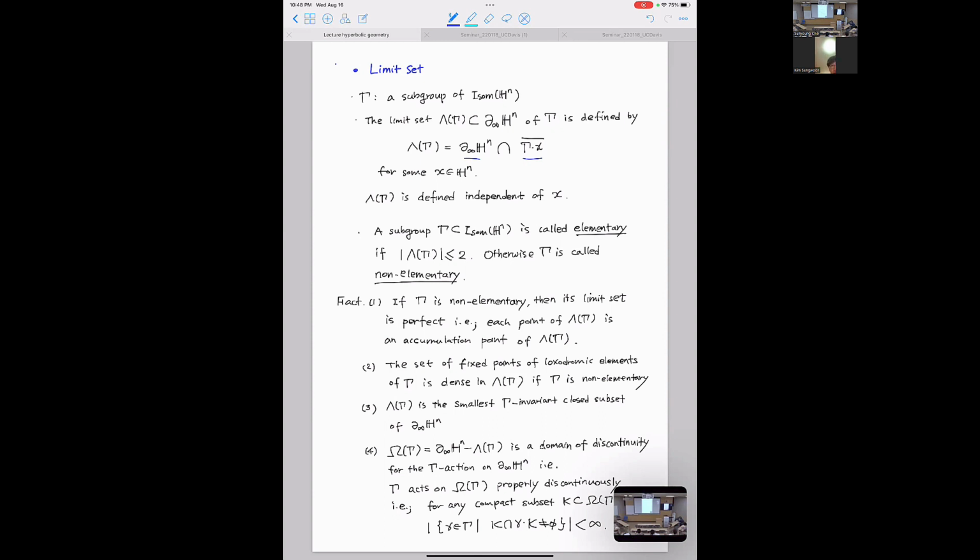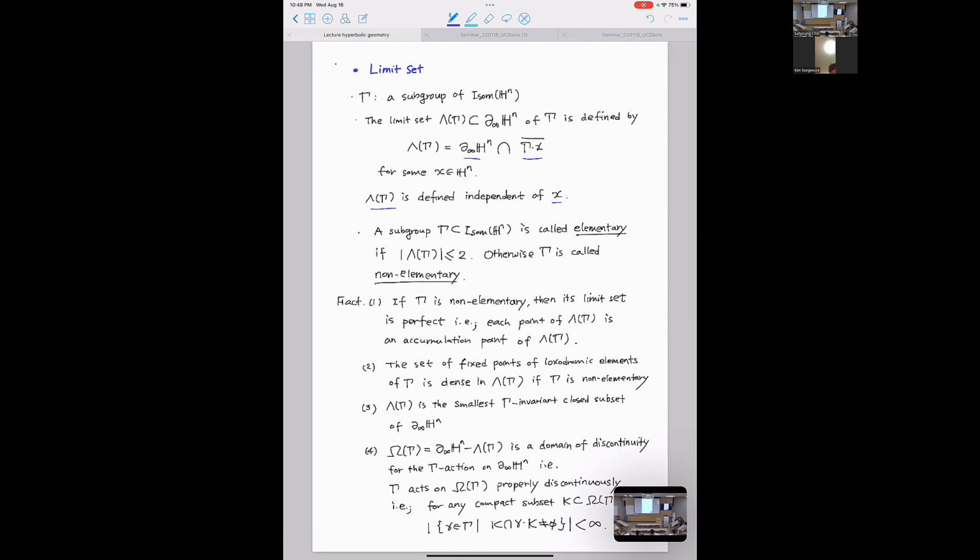Okay, and this limit set is defined independent of x. This is from the delta hyperbolicity of hyperbolic space. And also the subgroup gamma is called elementary if the limit set has fewer than 2 points. Otherwise, gamma is called non-elementary. If gamma is non-elementary, then its limit set is perfect, so actually infinite.